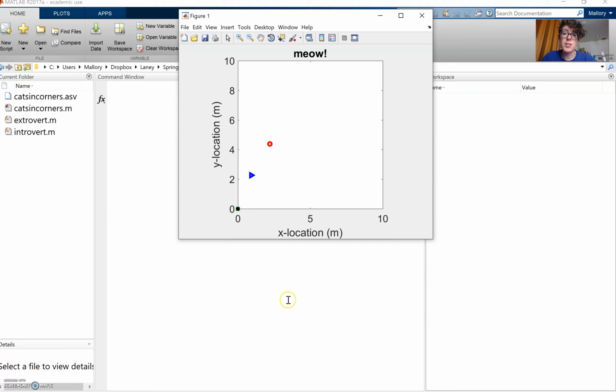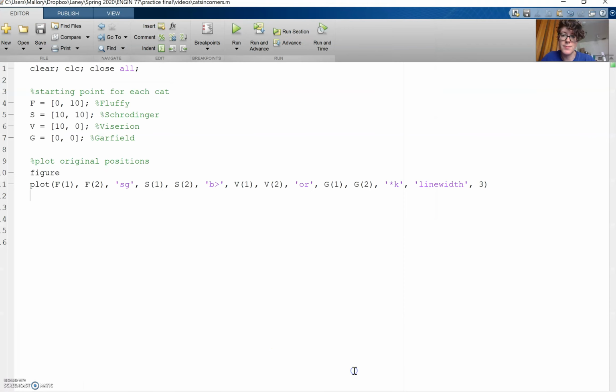So how our code should start is by starting with the initial locations of each of our cats. One way to do that is by creating an array where in the first entry of the array I put the X location, and in the second entry I put the Y location. So XY, XY, and XY.